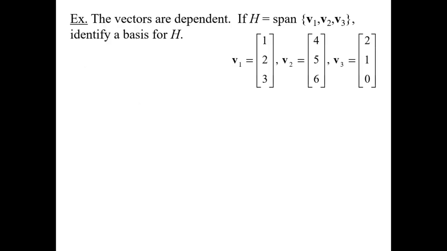Okay, these vectors are dependent. So I'm already telling you that these are dependent. If H is the span, let's identify a basis for H. I'm going to take those vectors and put them into a matrix. So A is the matrix. First column is 1, 2, 3, second is 4, 5, 6, and third is 2, 1, 0. Apparently, I was not very creative when I wrote these vectors. And I'm going to solve the equation Ax equals 0. I'll show you why I'm doing that in a second.